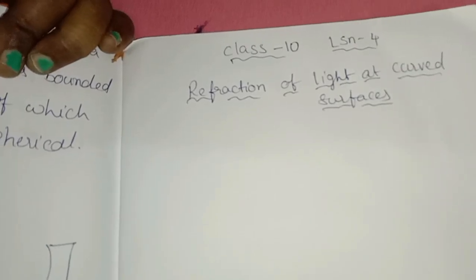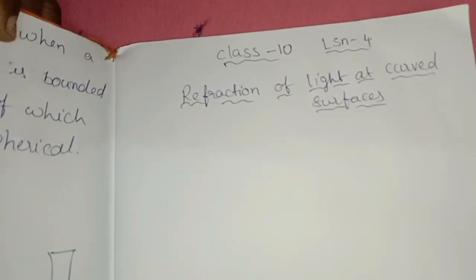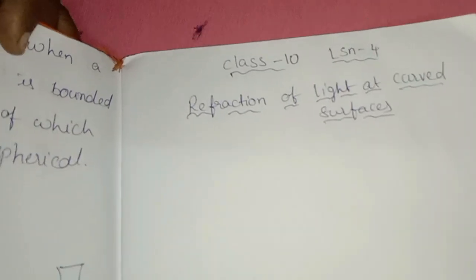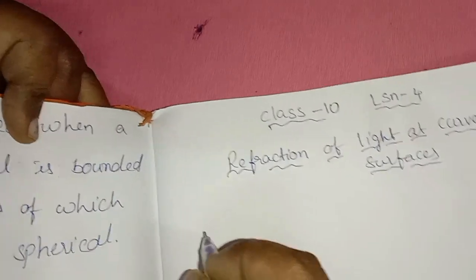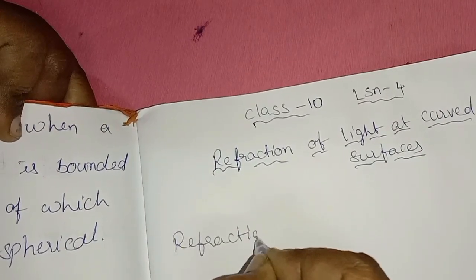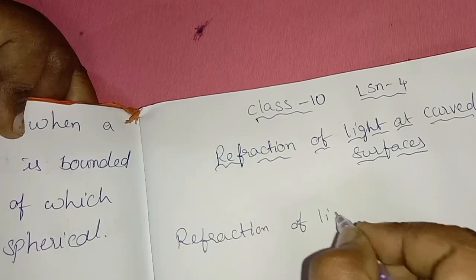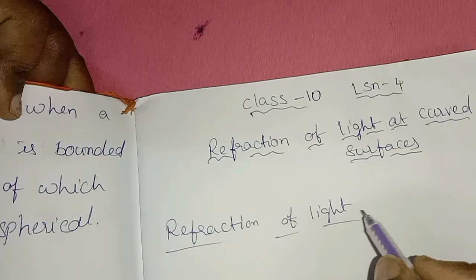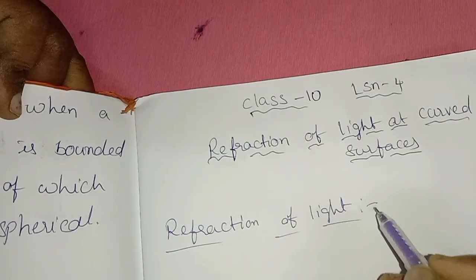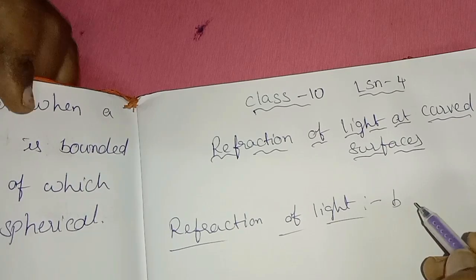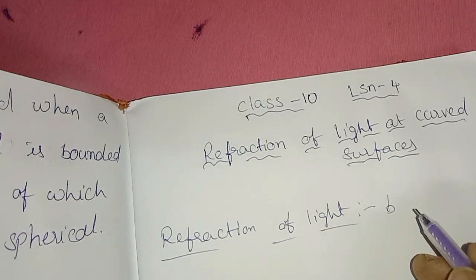Hello students. Today we are going to discuss refraction of light at curved surfaces, class 10, lesson 4. We already learned about refraction of light at plane surfaces. In ninth class we studied this. So what is refraction? Refraction is bending of light. It's a process of bending of light.